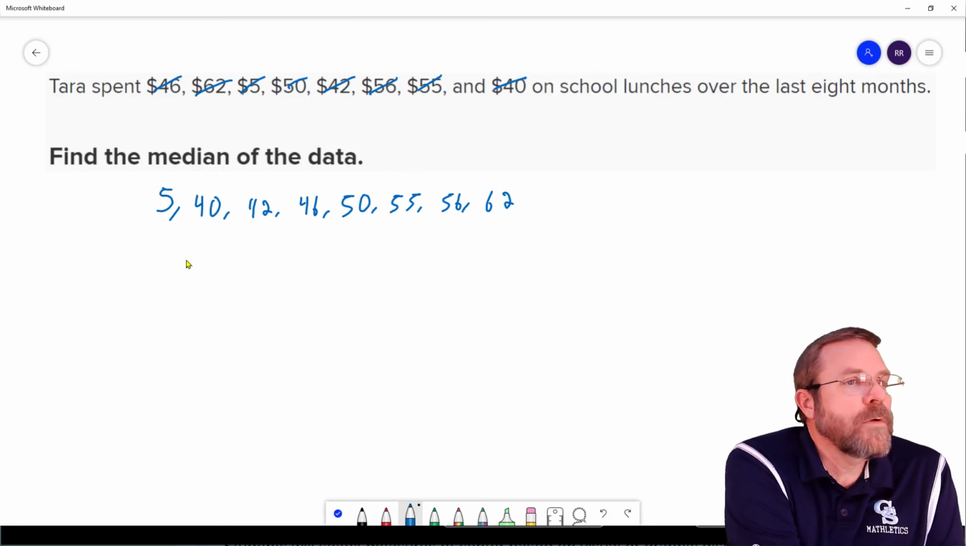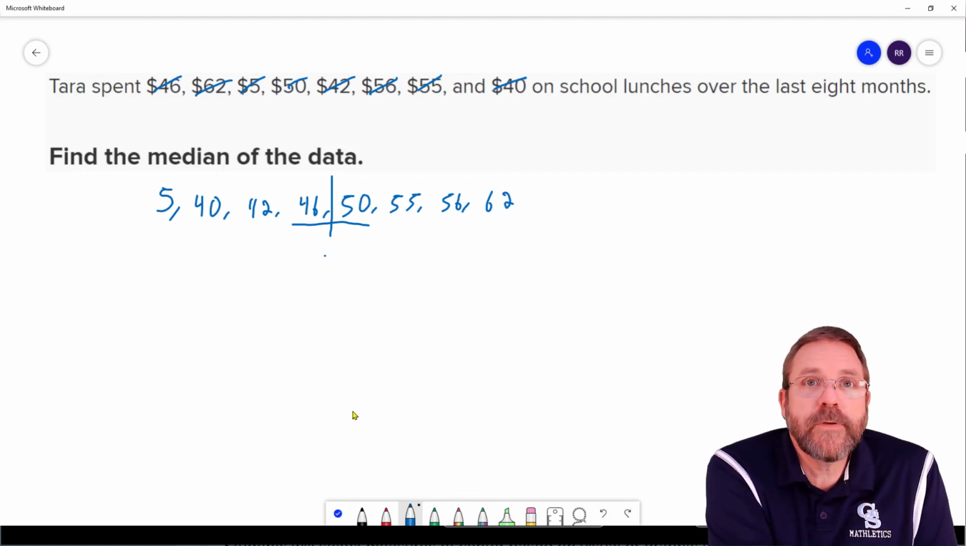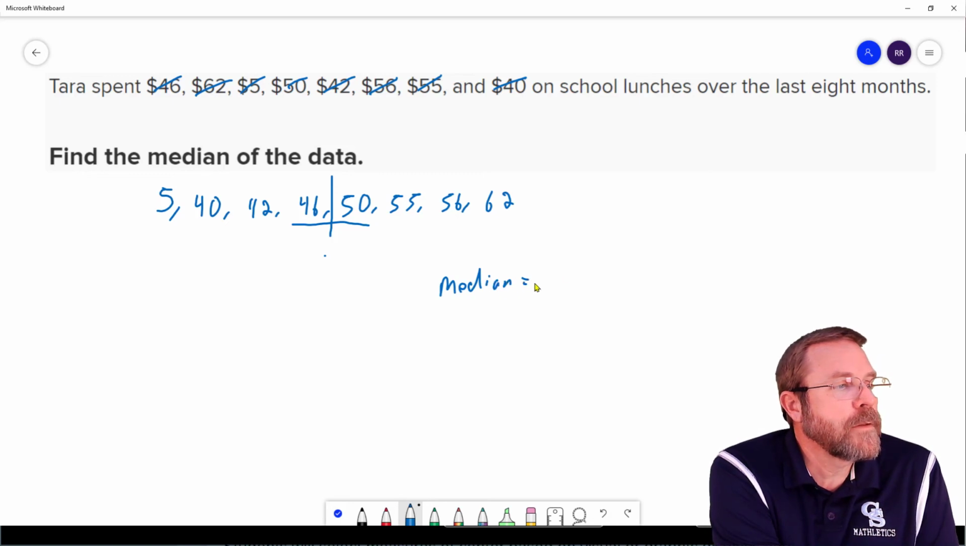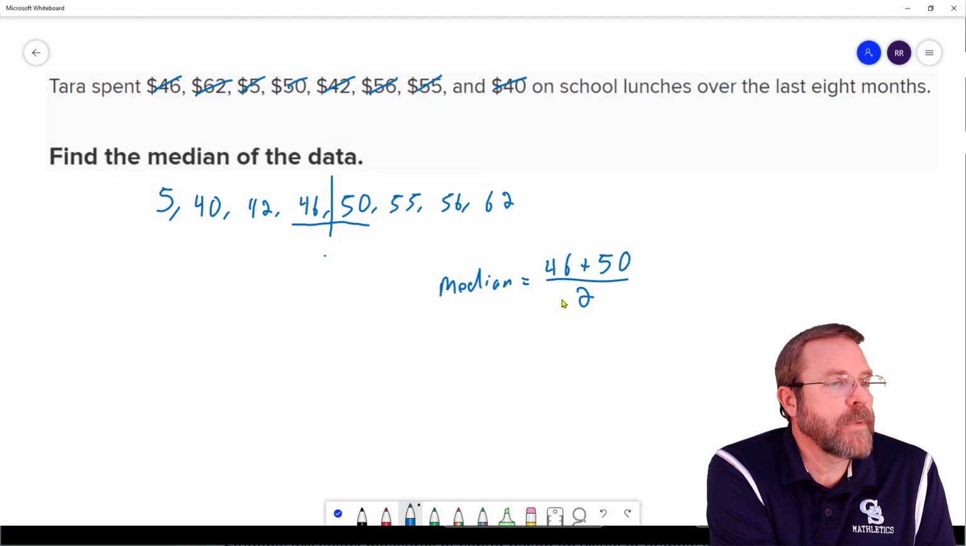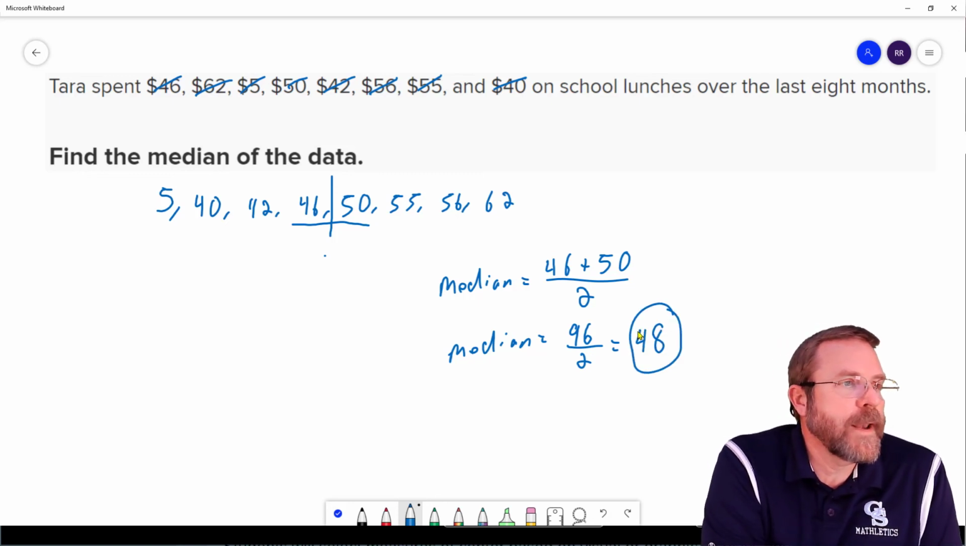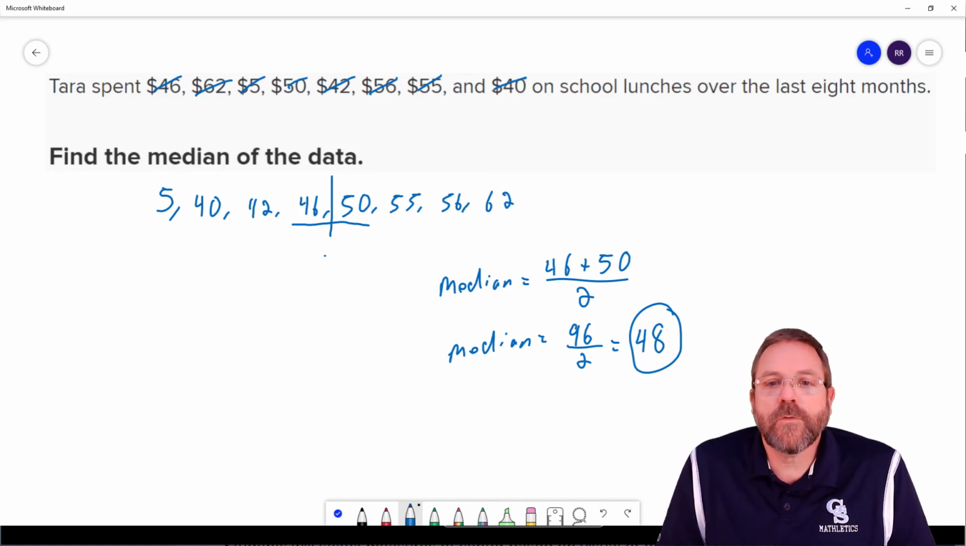Now, there's a total of 8 data values. So it means I have 4 on the top and 4 on the bottom, and the actual middle takes place right here. So I need to average 46 and 50 to get to my final median. I'm going to use a formula that says the median is equal to 46 plus 50 divided by 2, which means my median is equal to 96 divided by 2, which is 48. So on an average month, she spent $48 on food.